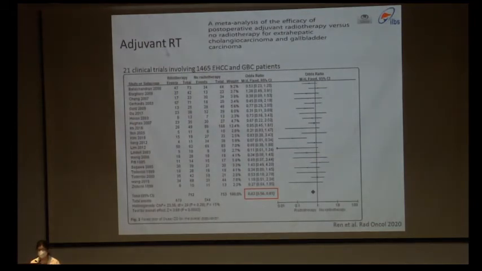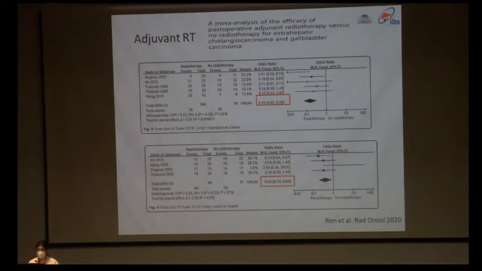For adjuvant radiation therapy in extrahepatic cholangiocarcinoma, there is a meta-analysis from 21 clinical trials, and they have found better overall survival in the patients who underwent radiation therapy, with a hazard ratio of 0.63. Also, in the patients with positive lymph nodes and positive margins, there is an improvement in the group who received radiation therapy in the adjuvant settings.